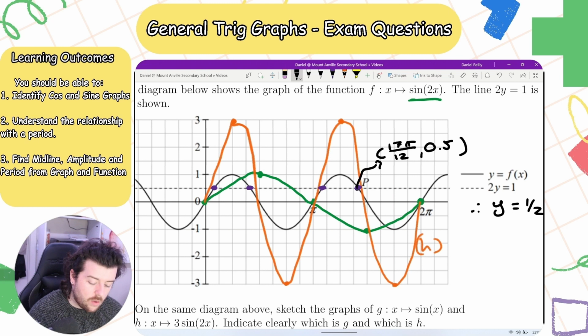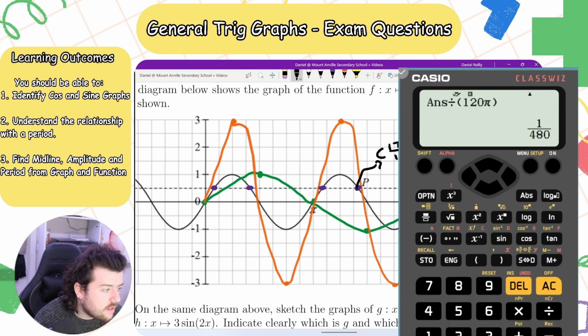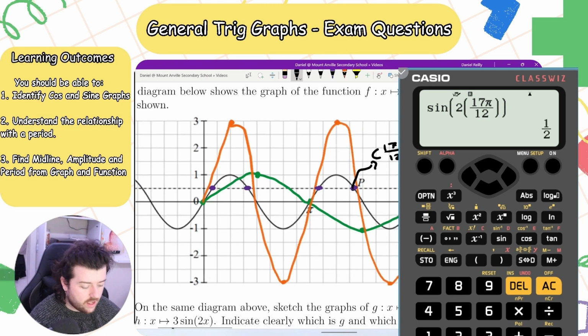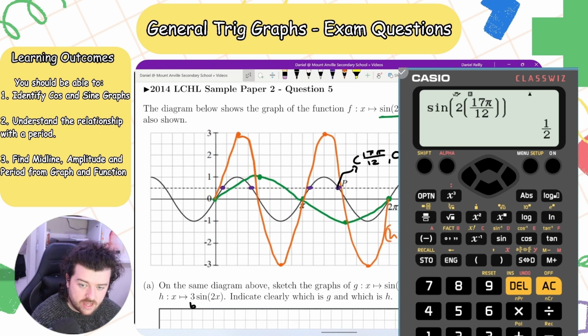So that was a tricky one. Make sure to always double check your answer on your calculator. So let me just take out my calculator and double check my answer. I'm dealing with sine 2x. So sine 2 times 17 pi all over 12, close the brackets, and I'm going to get a half. So there you go. That is my largest solution for that.